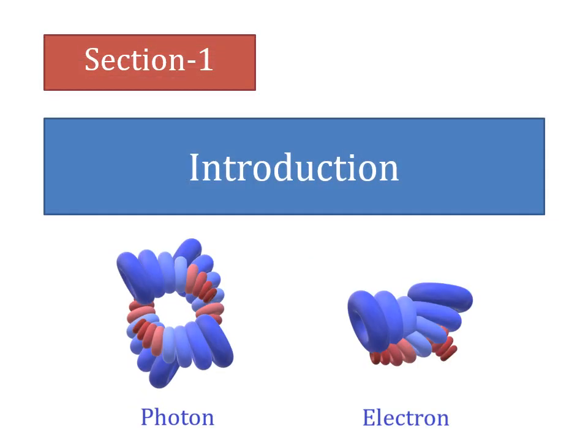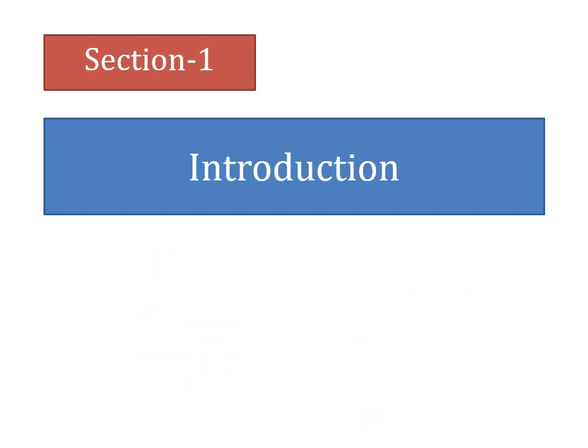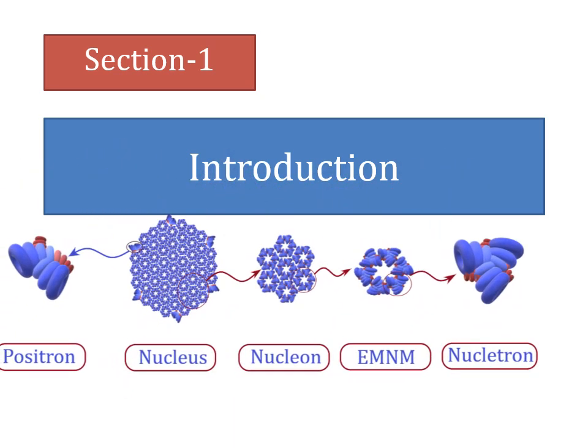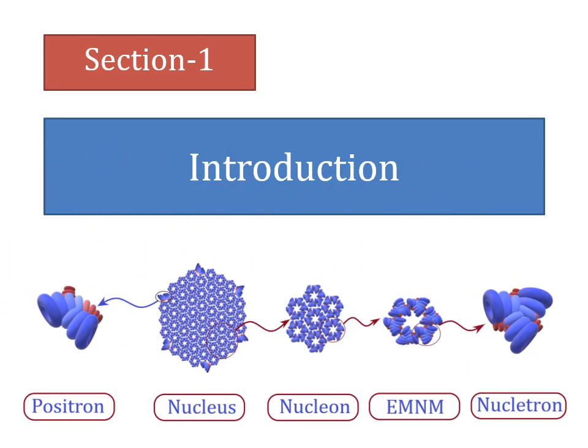In the last two videos, the abstract and the first part of the introduction of the optimized theory of everything were covered. Now, let's start with the second part of the introduction of the optimized theory of everything. In this video, the introduction of the nucleus is covered. The remaining part of the introduction will be covered in the next videos.